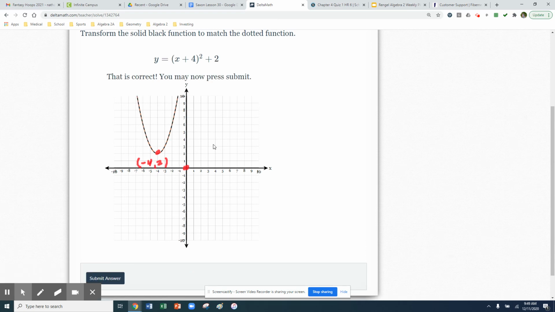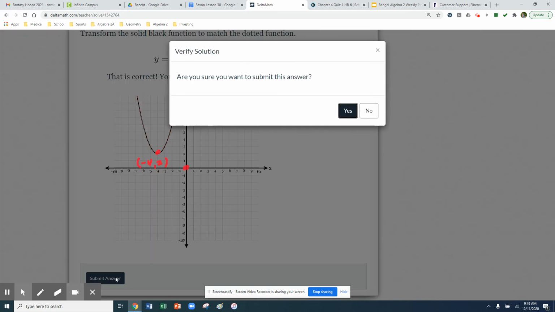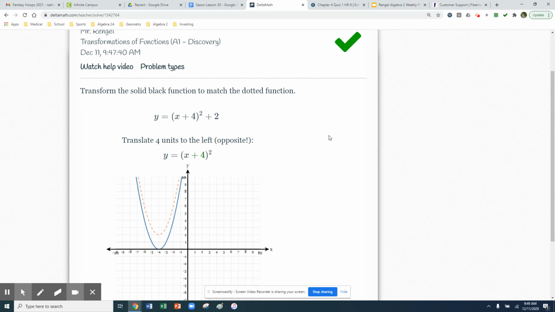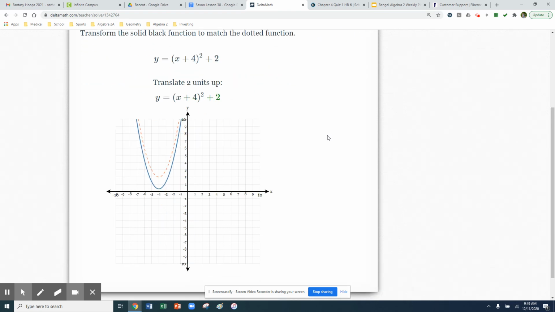And you will see in our interactive assignment that as you start to shift your parabola, it will move to the correct location. Once you get your vertex lined up with your equation, you can hit submit. So there would be our result. And then there's going to be a little interactive guide showing us what we just completed.